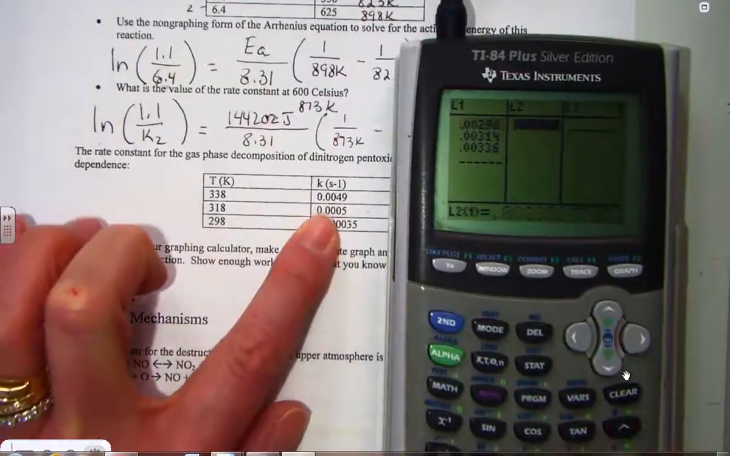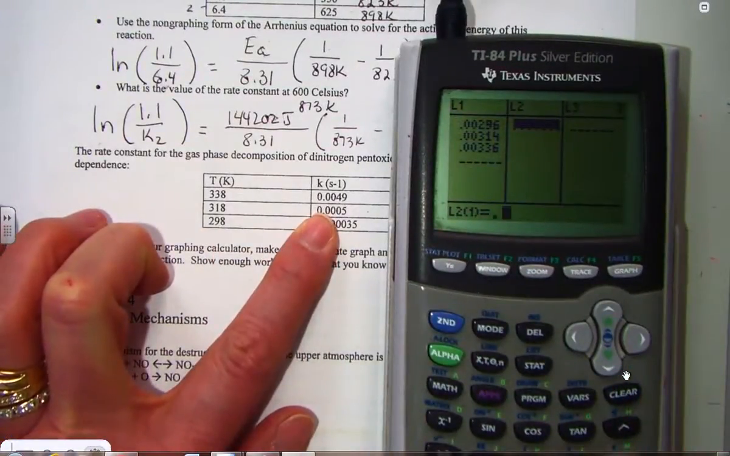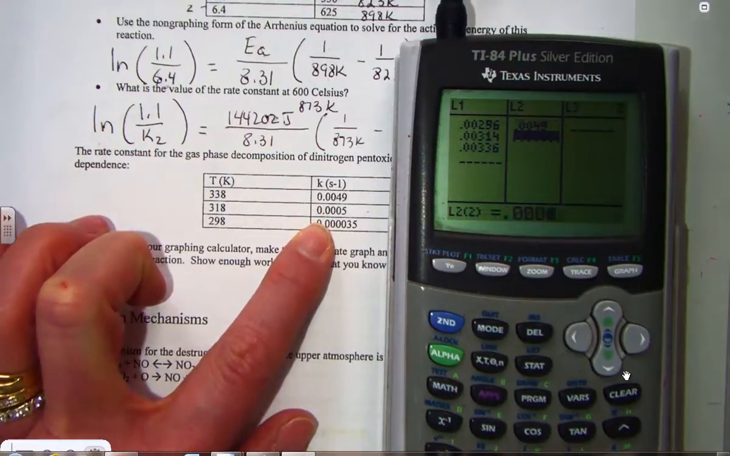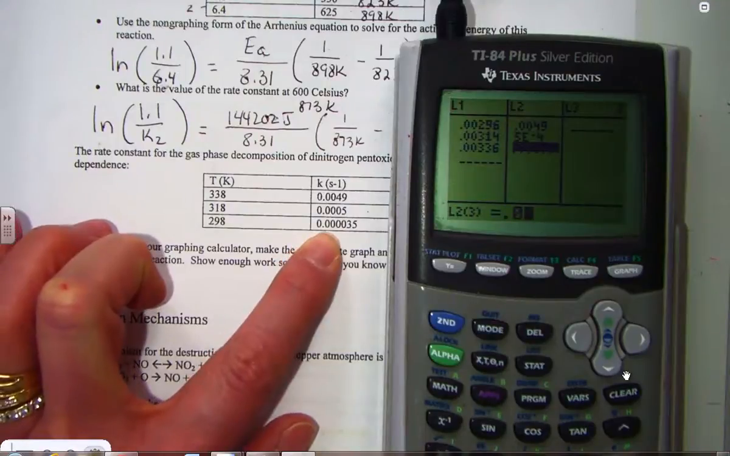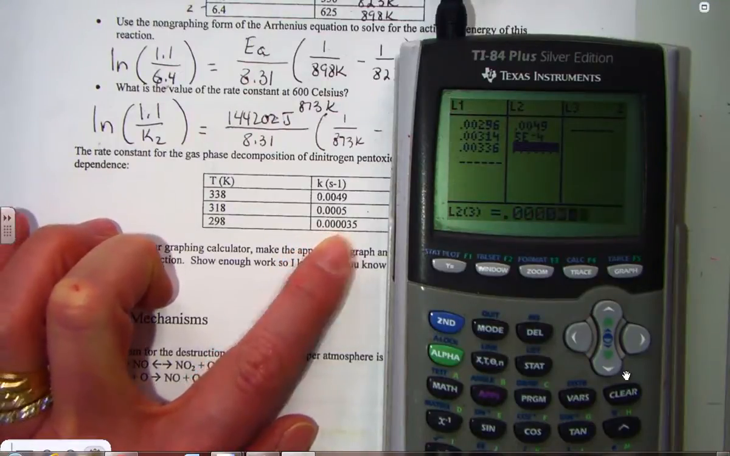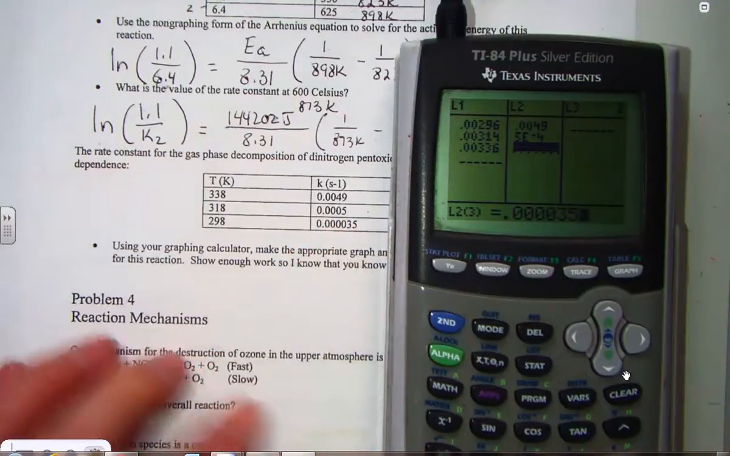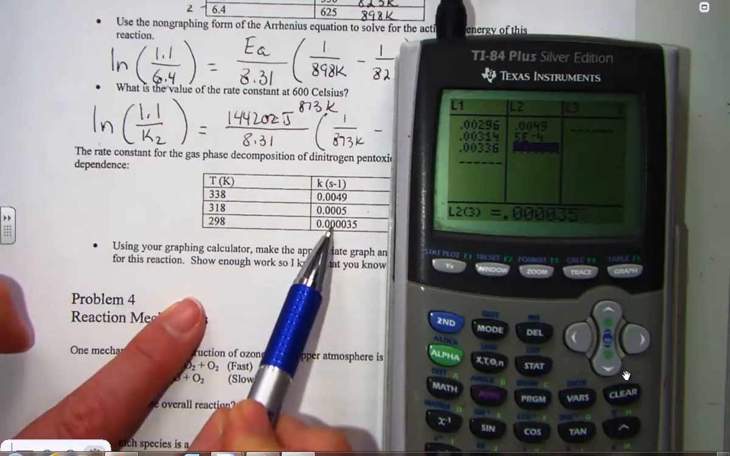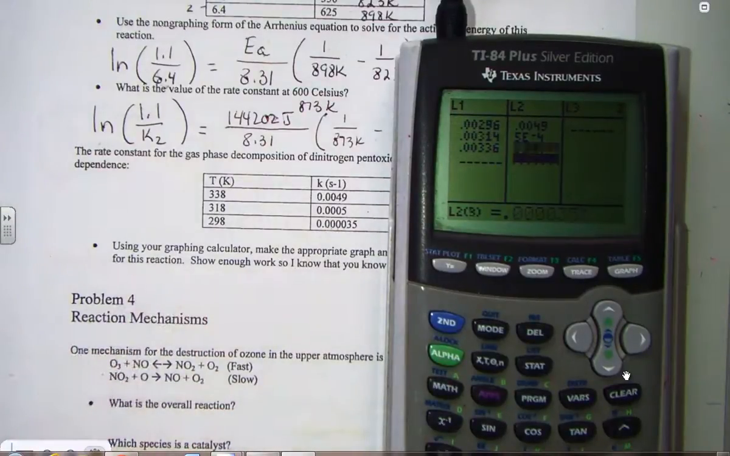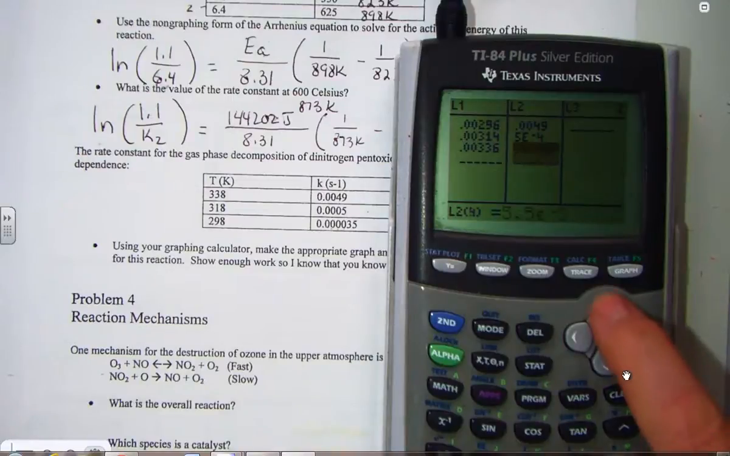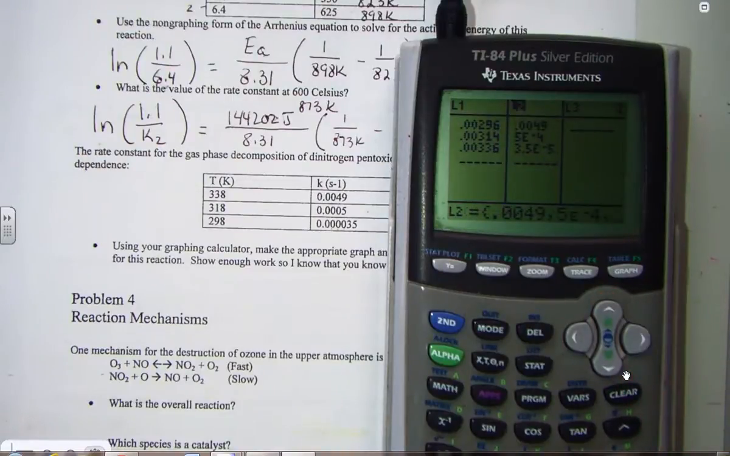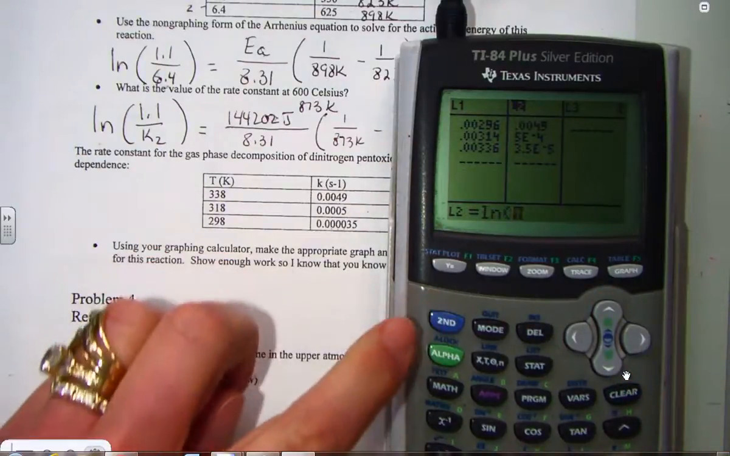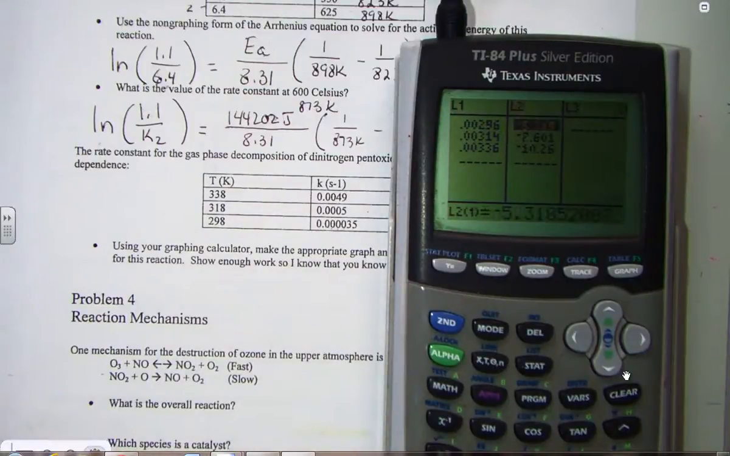Into list 2, I'm going to type the k constants, 0.0049, 0.0005, 0.000035. 1, 2, 3, 4 zeros. That's right. I need those to be natural log, so I'm going to put up my cursor on list 2, hit natural log of list 2, and let that convert over.